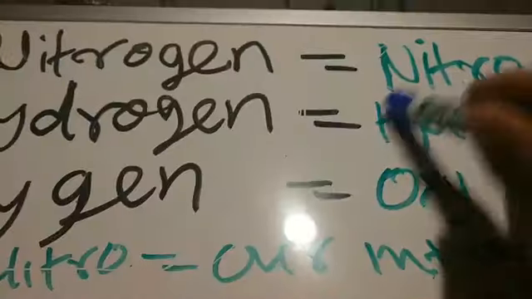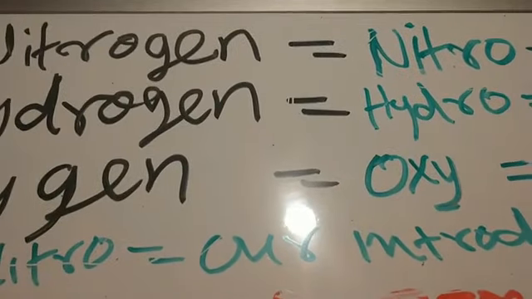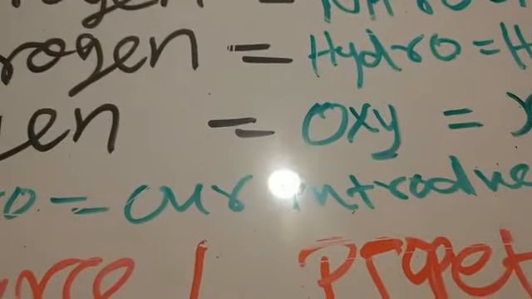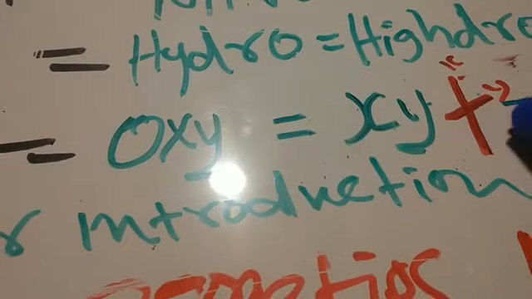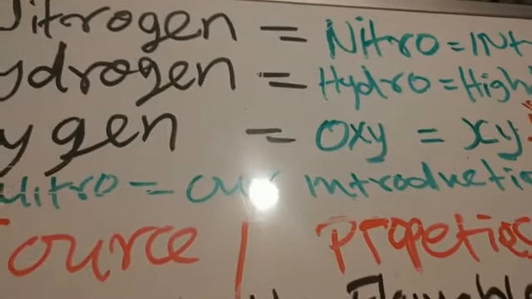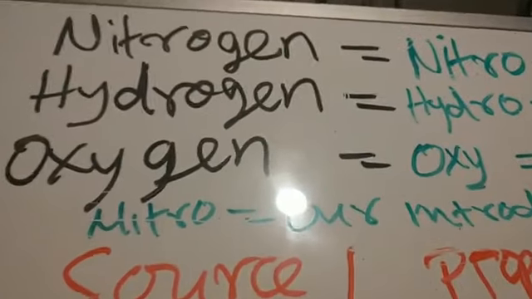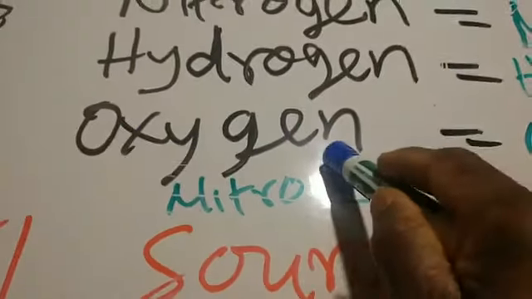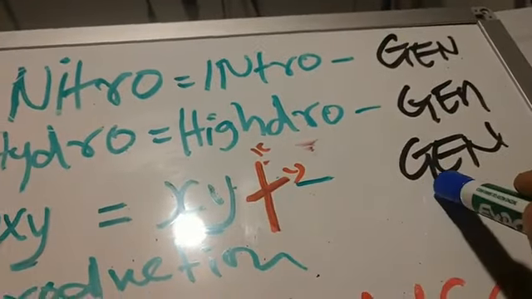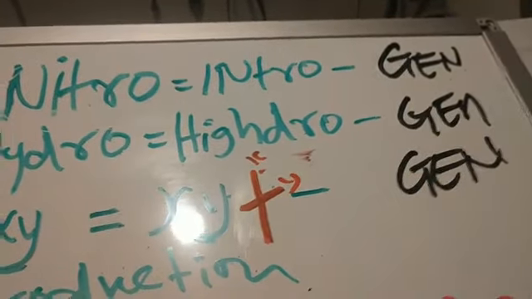And hydrogen, we're talking about hydro, like hydraulics. We're talking about oxygen. Oxygen is your plus sign, your high level maths, your X and Y axis. The gen part of all of them, nitrogen, hydrogen, oxygen, is your Genesis, and your Genesis is your beginning. The book of Genesis or Jesus.